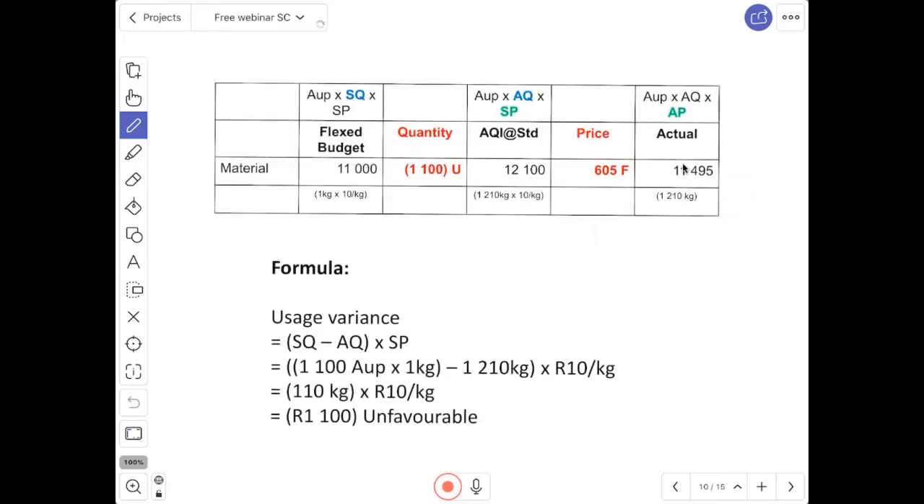There's the usage formula. So we know standard quantity less actual quantity. So what is the standard quantity? It's our 1 kilogram per unit, so actual units produced times 1. That gives us 1,100 kilograms, less the actual quantity, 1,210. So the difference, that's what I scratched out here. The difference is 110 kilograms. So we used 110 kilograms more than what we should have used. And we know it's both at standard price, so times 10, and that's where our unfavorable variance comes from. It's the same thing.